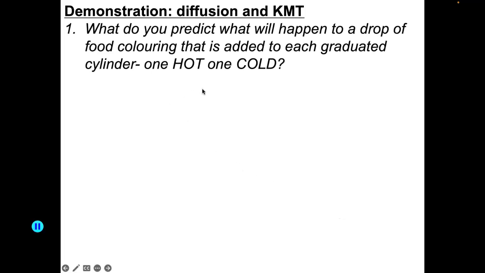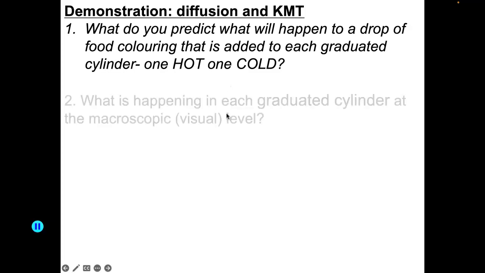Okay. Next, we're going to talk about diffusion. So this one, we're doing in class, so you're not here for this. And so you can skip this, but if you want to answer these questions, you certainly could. But I have a hot beaker and a cold beaker, hot water, cold water, and I'm going to add a drop of food coloring to each, and I want you to think of what would happen.